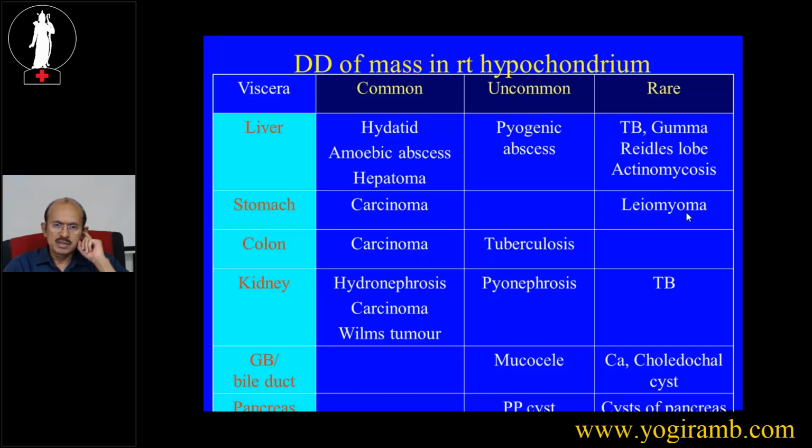Stomach: GIST tumors, old name leiomyoma and leiomyosarcoma. Kidney: tuberculosis of the kidney. Then gallbladder: carcinoma of the gallbladder, bile ducts: choledochal cyst. Then pancreas: true cysts of the pancreas. So these are the causes of masses in the right hypochondrial region.